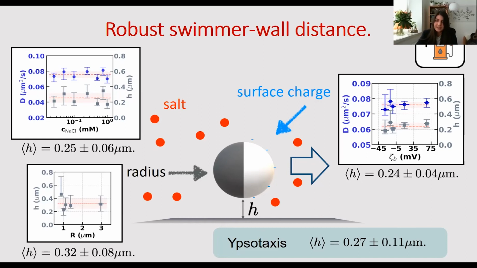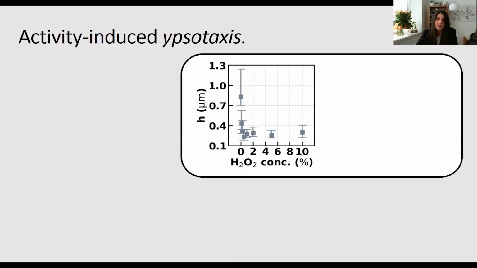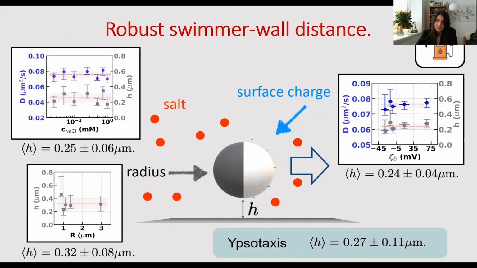What we find essentially is that our catalytic particles swim at a height of the order of a few hundred nanometers from the wall, and this height is actually quite robust. So then the question is, because from these experiments, it's surprising that electrostatics in this case and also buoyancy are not the primary contributors to this tendency that we find. So our hypothesis was then that this tendency is something that happens because of the activity of the particles.